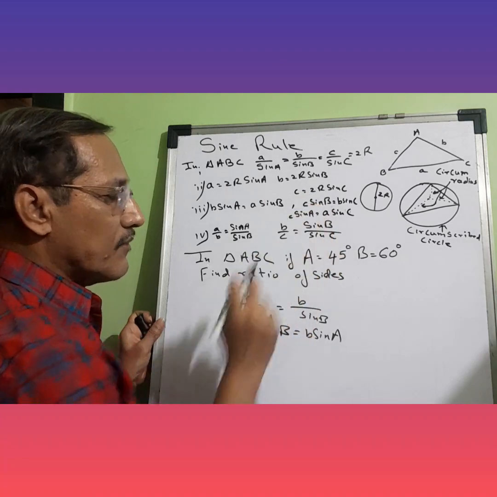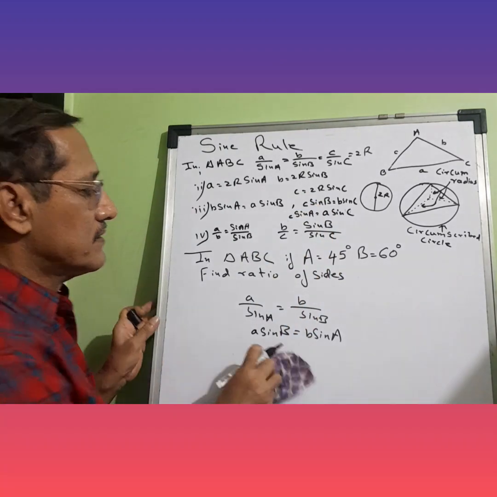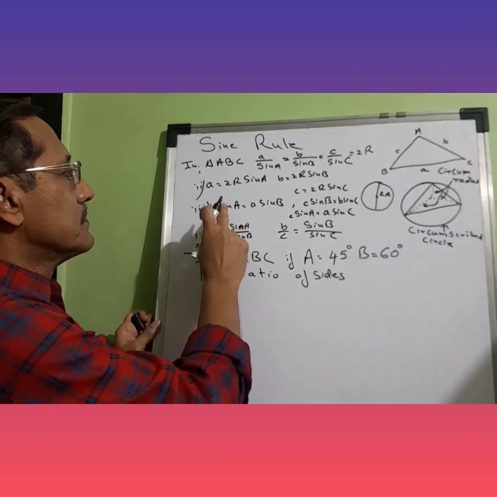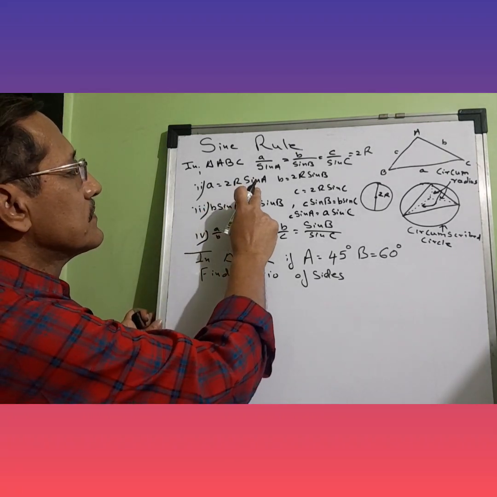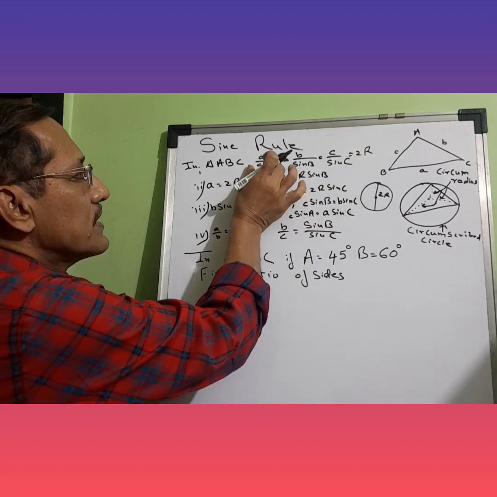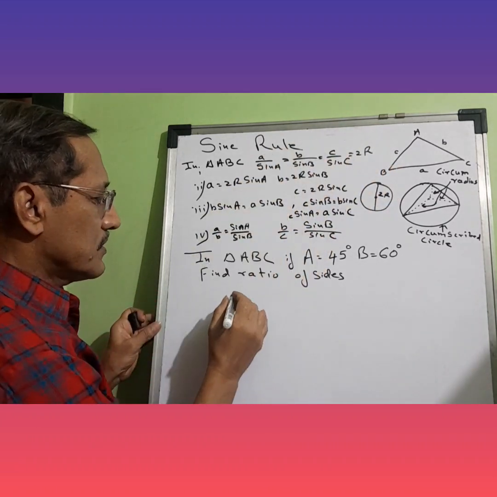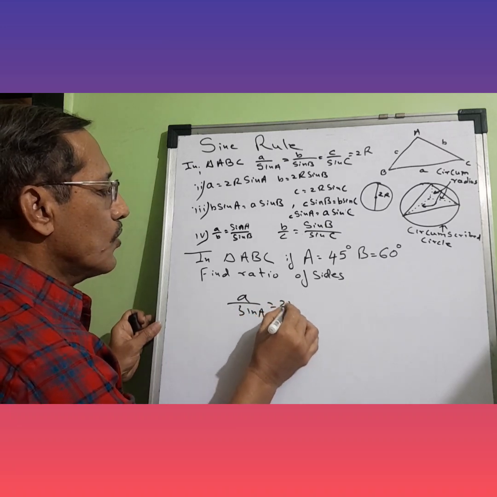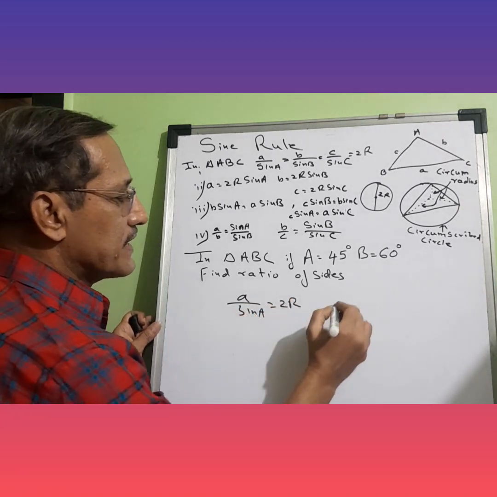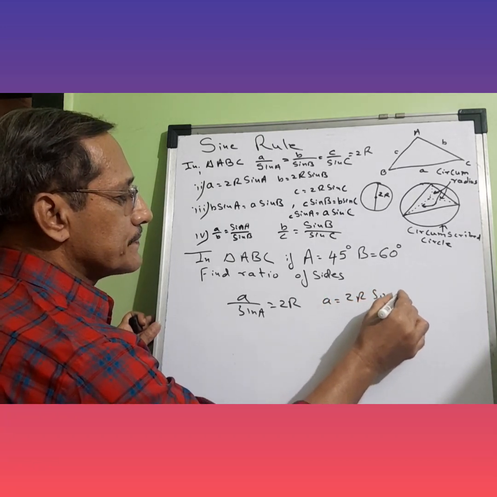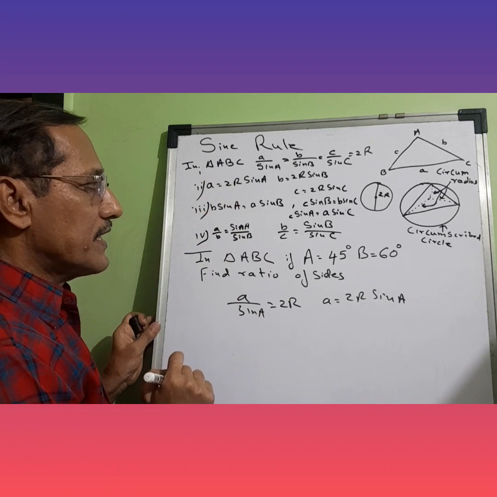Similarly, we can also derive all these three equations. Then what about this? If we are talking about this, we can individually take this equal to this. So a over sine A is equal to 2r. So obviously if I take that side, a is equal to 2r sine A. That's how we derive this.